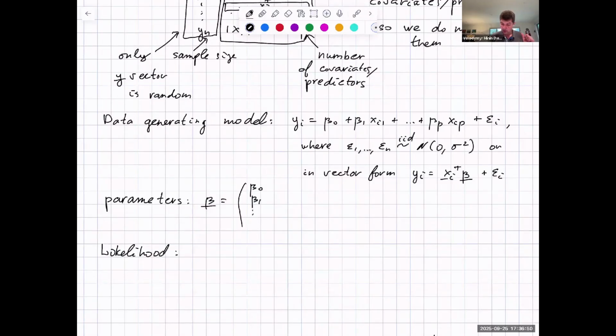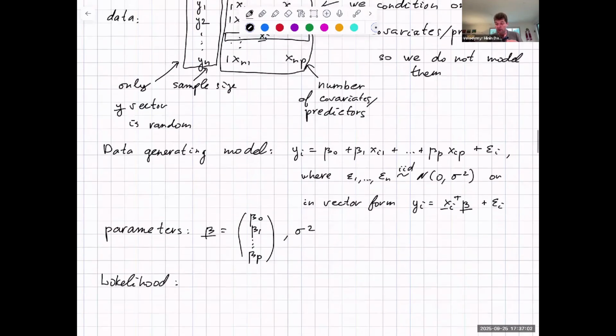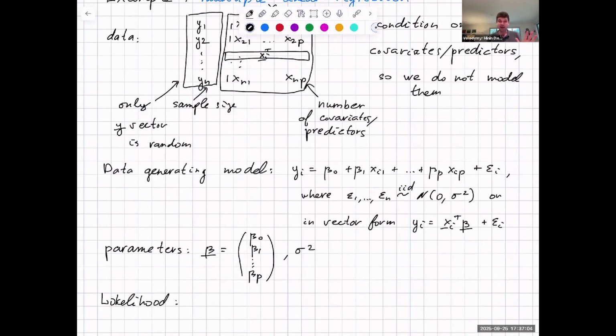beta 0, beta 1 up to beta p. And another parameter is sigma squared, right? So we have p plus 1 betas plus sigma squared, which is our variance of our noise, right? So nothing is Bayesian here, by the way. This is pretty classical.